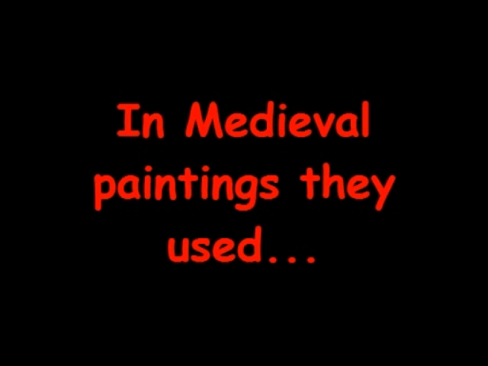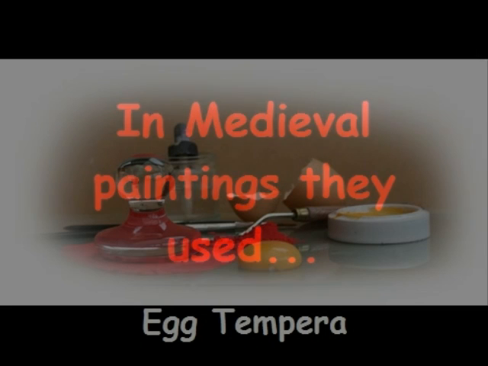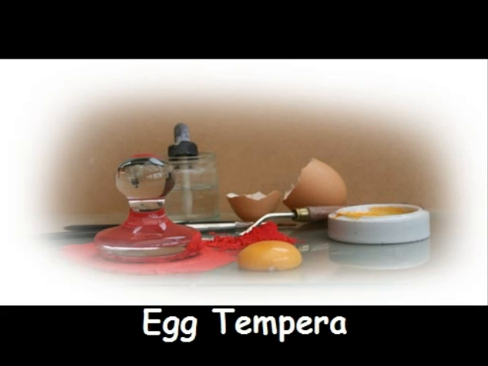This was a new invention, as in medieval paintings they had used quick drying egg tempera. This meant that they had to plan their painting very carefully, working on one small patch at a time before the paint dried. There was no room for mistakes.